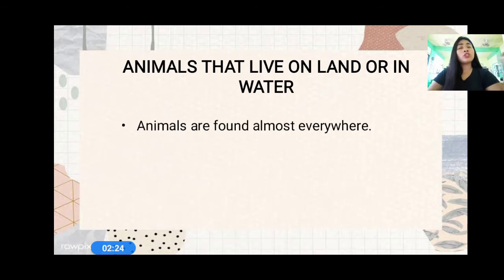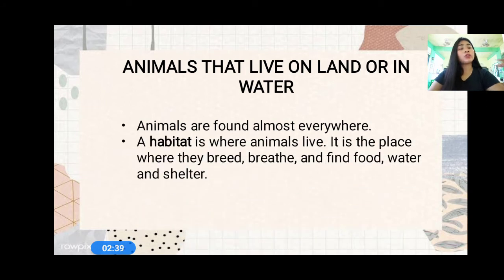Now, let's talk about the animals that live on land and in water. Okay? So I want you to remember that animals are found almost everywhere. Everywhere you can see an animal. So a habitat, I want you to know that a habitat is where animals live. It is the place where they breathe, and find food, water, and shelter. So that is habitat. So what is habitat? The place where animals live. It is the place where they breathe, and find food, water, and shelter.